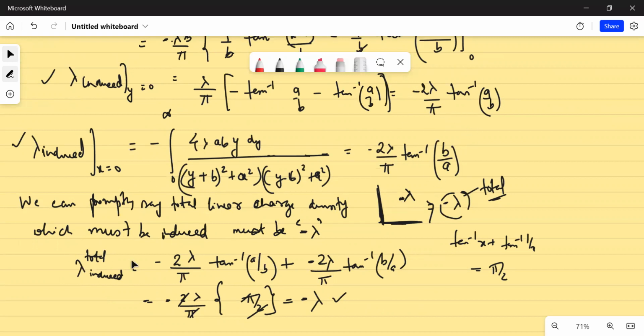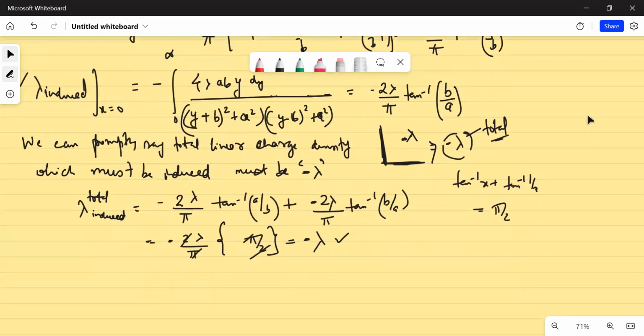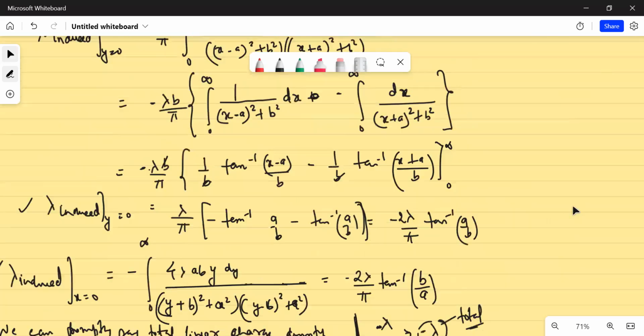So in totality, let us add them up. Minus 2 lambda upon pi tan inverse A by B and minus 2 lambda upon pi tan inverse B by A. Take minus 2 lambda upon pi common. Remember, tan inverse x plus tan inverse 1 upon x is pi by 2. So pi by 2 will come here and it cancels. You will get the total induced linear charge density as minus lambda, which indeed meets our expectation. So this is the last question that I was doing.